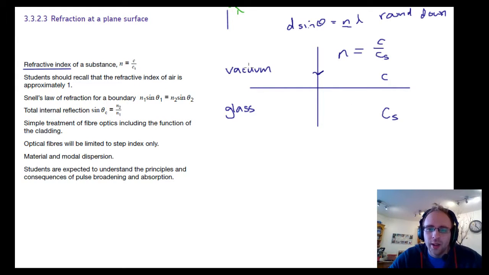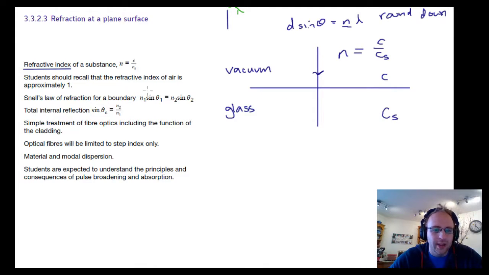So for light entering a medium from a vacuum, our refractive index is a measure of the slowing down of the wave as it goes into the medium. So we can do this with any waves. We talk about it quite a lot when we talk about light going from one medium to another, but it works just as well for other waves changing medium as well, sound waves for example.